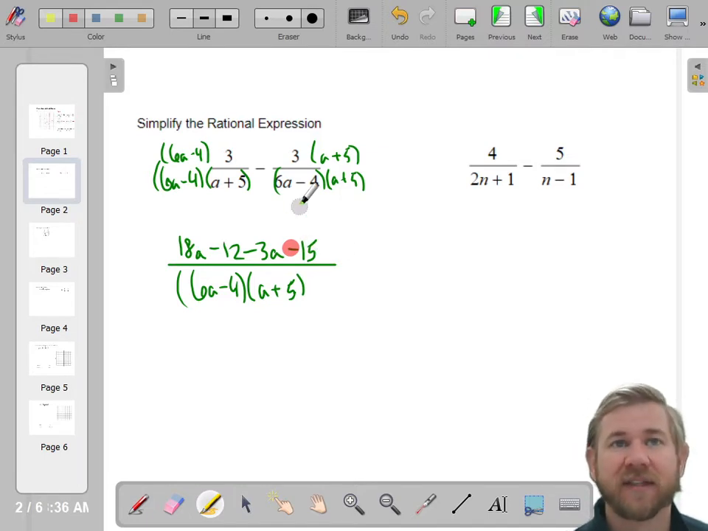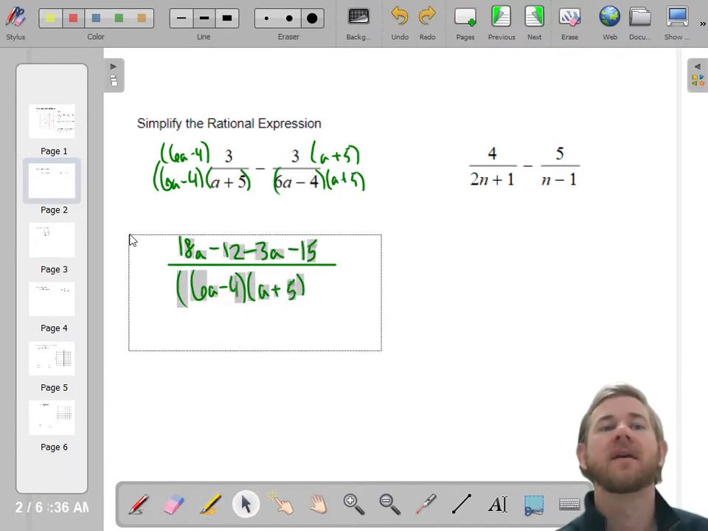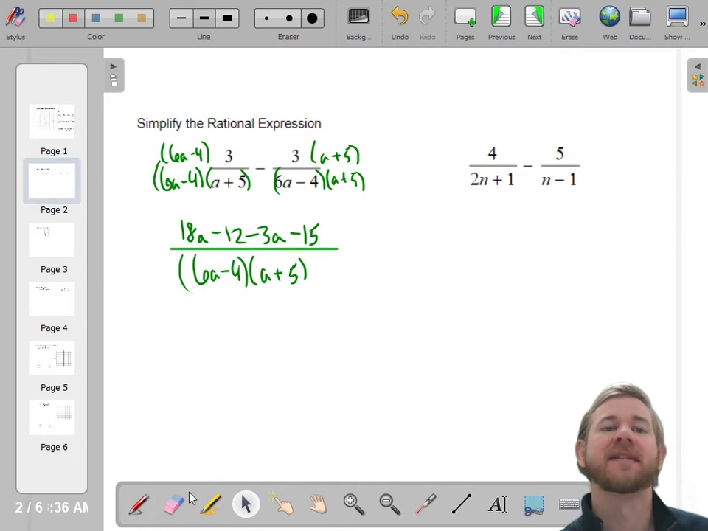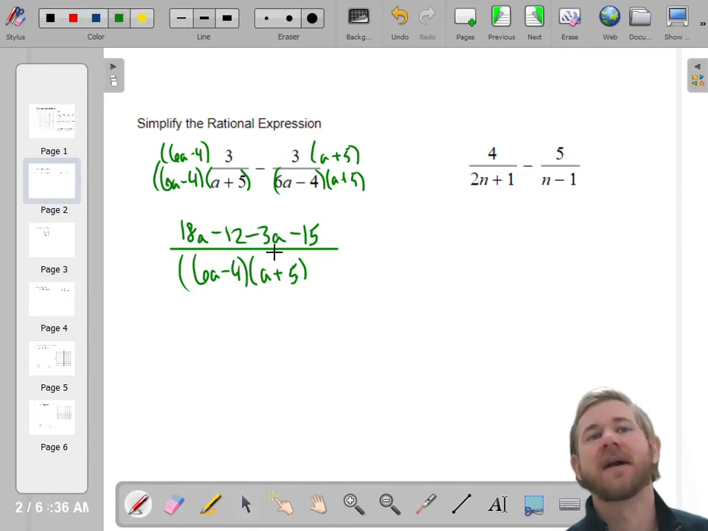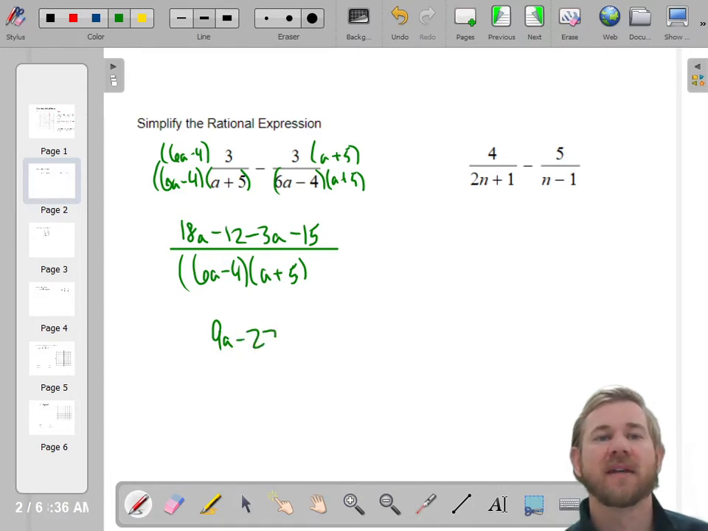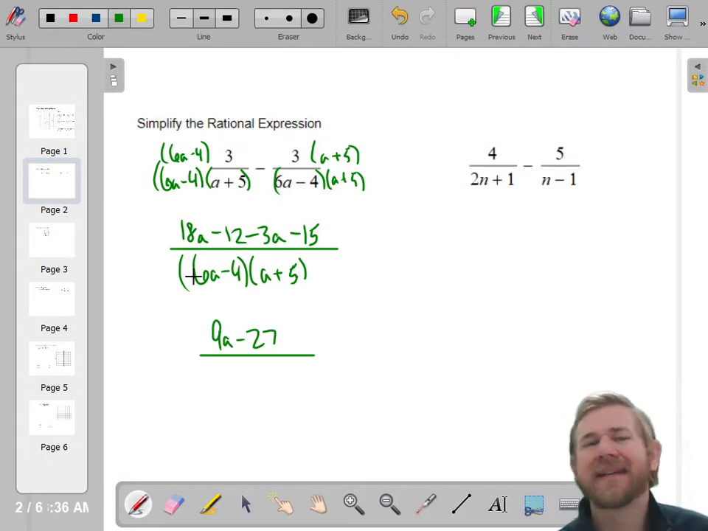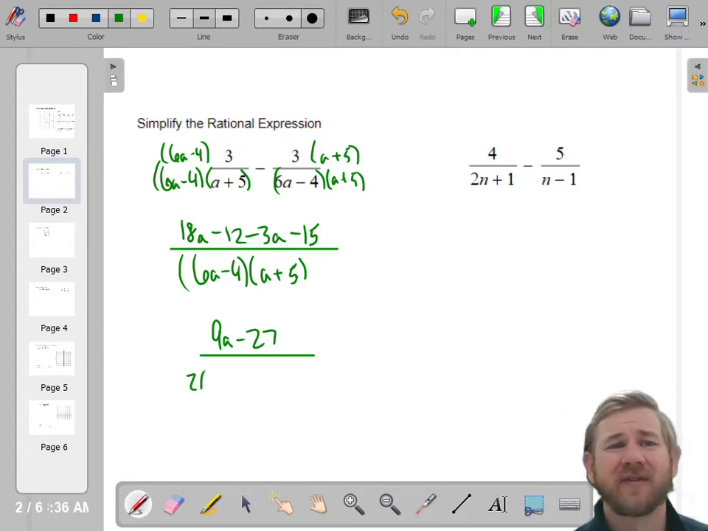It's going to be because they forget the minus, so be careful. Now we can combine like terms in the top. So in the numerator, I got 18 minus 3 is 9a, and negative 12 minus 15 more is negative 27. And then my denominator, you can leave it like this, or if you want, you can factor again.